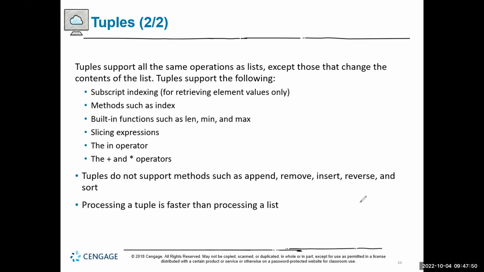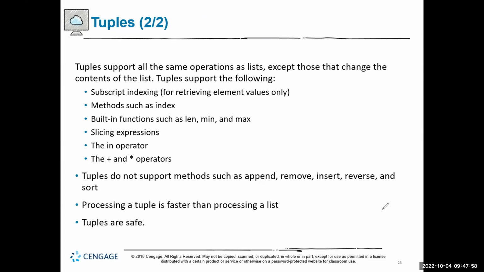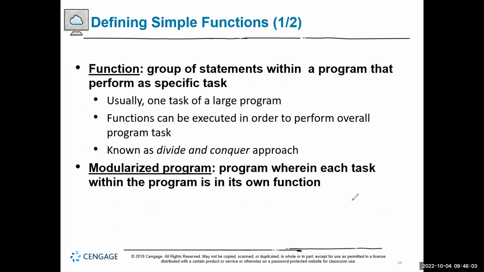And the reason that you use a tuple is because processing a tuple is faster than processing a list, because you cannot change the content of the tuple. So basically, we have learned everything about the list and tuple already.